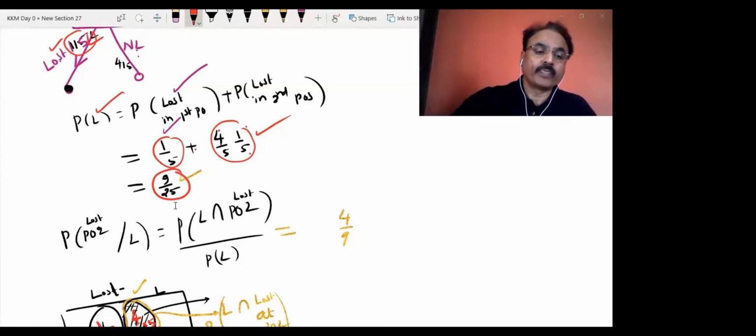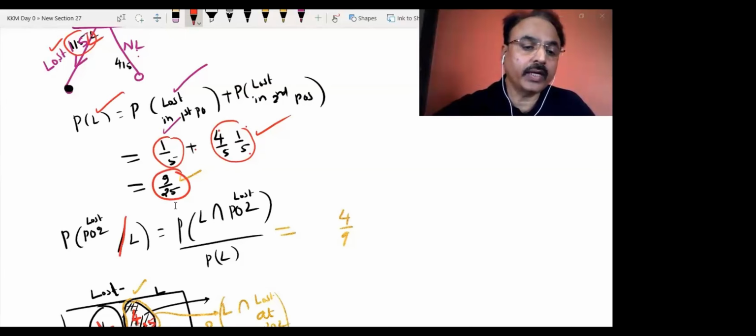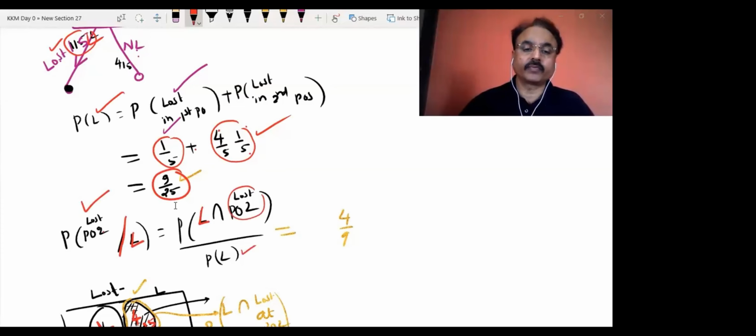Okay. Now what they want is, given that it is lost, what is the chance that it is lost in the second post office? Conditional probability: intersection of lost and lost in second post office, divided by total probability of lost.